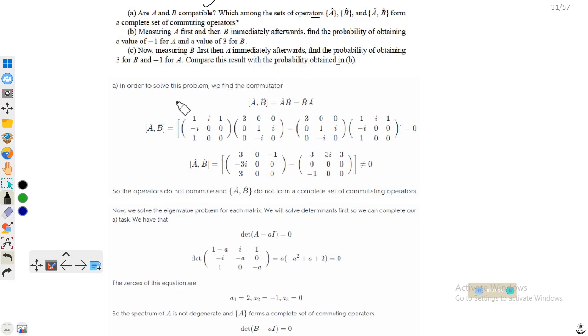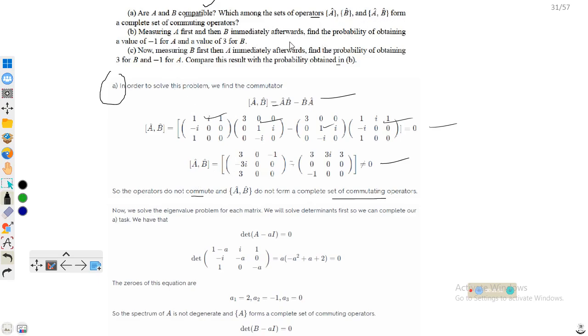The very first thing is to check the compatibility, meaning we will check whether our two operators A and B are compatible or not. The commutator [A, B] is equal to AB minus BA. We are given the A operator and B operator. If this is equal to 0, it means they are compatible. But the results show that this is not equal to 0. It means A and B are not compatible, they do not commute and do not form a complete set of commuting operators. They do not have a common set of eigenstates.